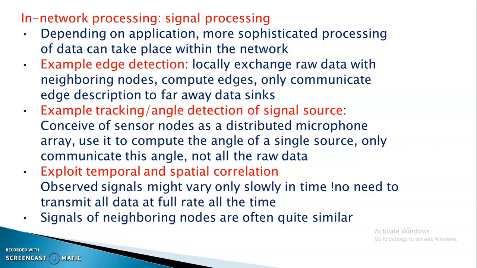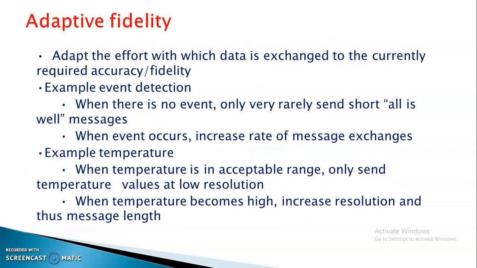Then temporal and spatial correlation. That is nothing but the observed signals might vary only in time, so there is no need to transmit the data at full rate. The signals of neighboring nodes are often quite similar.